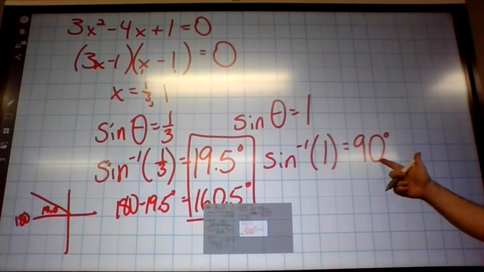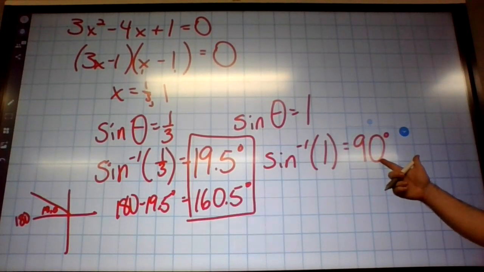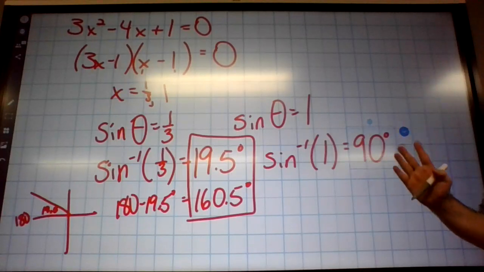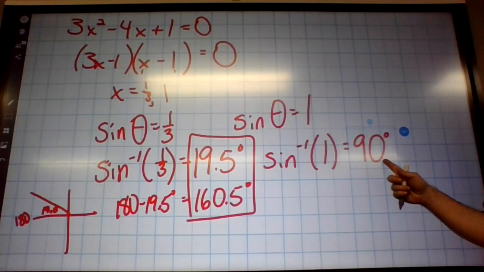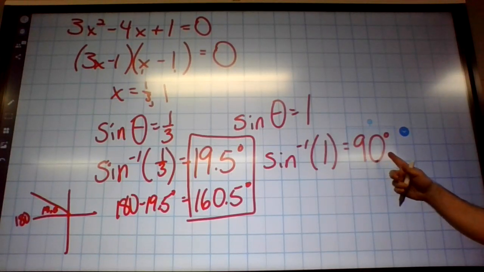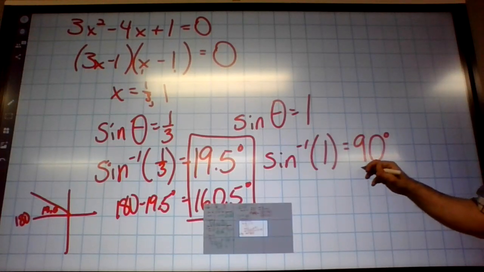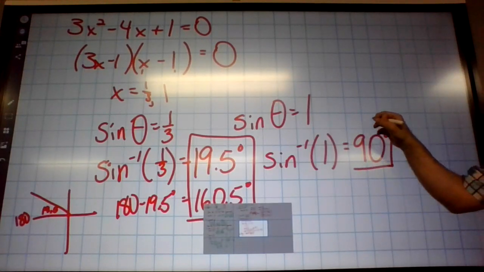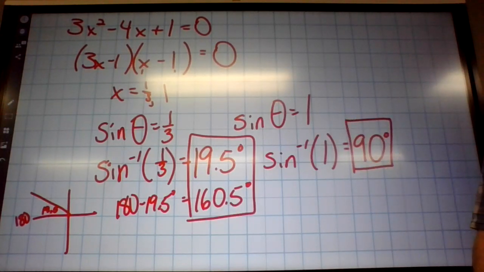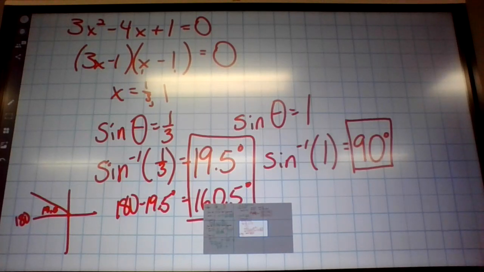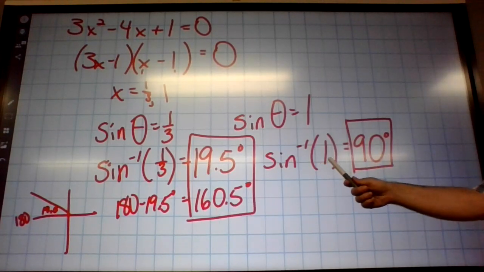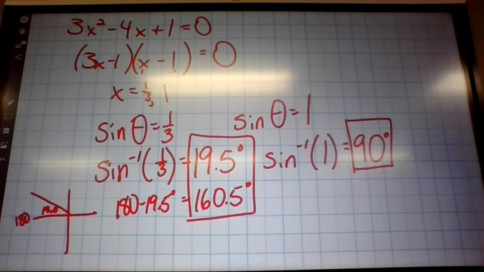This guy, 90 degrees, it's not in the first or second quadrant, it's straight up. It's kind of its own reference angle, but this is unique. It doesn't have a buddy. It's got one answer on that one. There's only one place that sine equals -1.